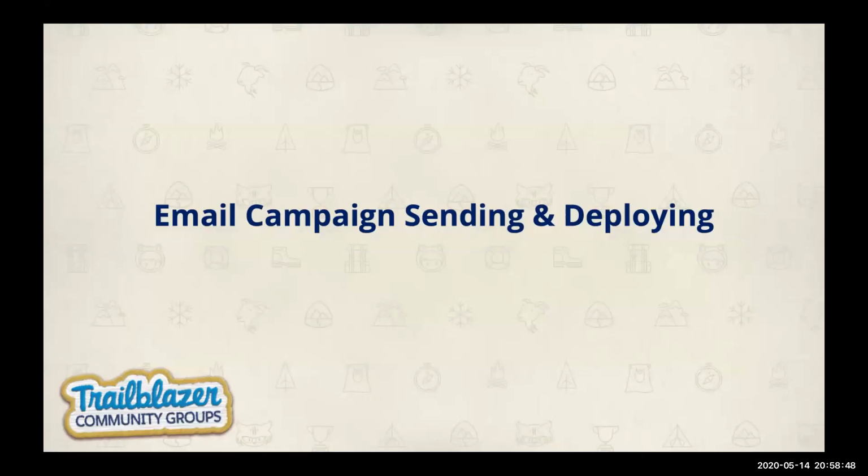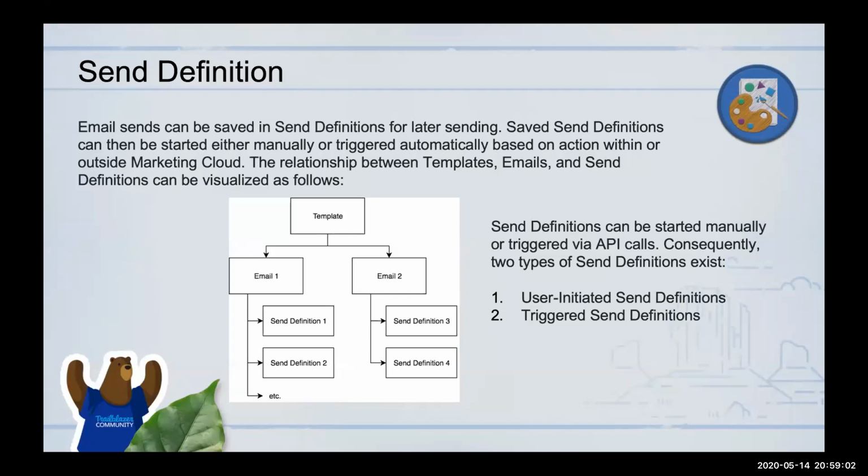So, the email campaigns, sending and deploying. Once you're done with the creation, once you're done with testing and everything else like that, now you're ready to send. Well, here we go. When you have everything set up, this is one of the most important parts, actually the most important part before you send an email. Email sends can be saved in send definitions for later sending, and then saved send definitions can be started either manually or triggered automatically based on an action within or outside of Marketing Cloud. That's where some of the other clouds come in.